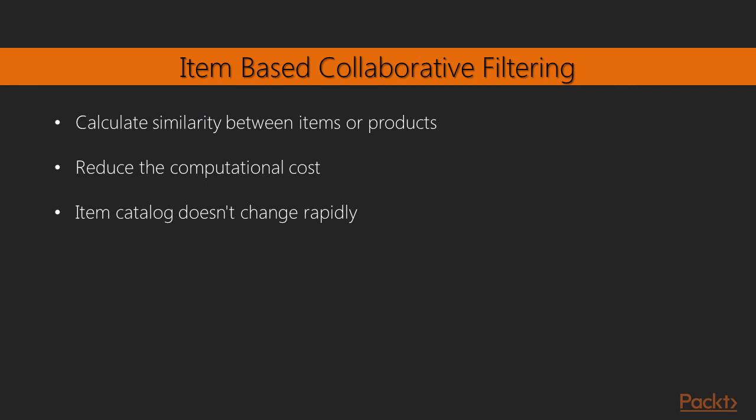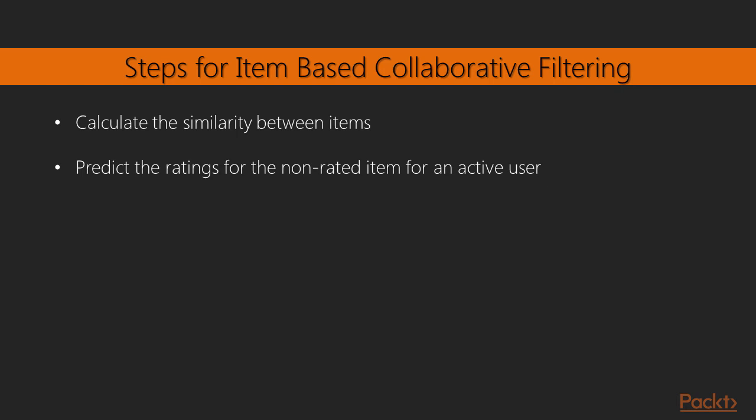Item-based collaborative filtering. Item-based recommendation engines handle these shortcomings by calculating similarity between items or products instead of calculating similarity between users, thereby reducing the computational cost. Since the item catalogue doesn't change rapidly, we don't have to recompute calculations very often. There are 2 steps for an item-based collaborative approach: calculating the similarity between items, and predicting the ratings for the non-rated items for an active user by making use of previous ratings given to other similar items.